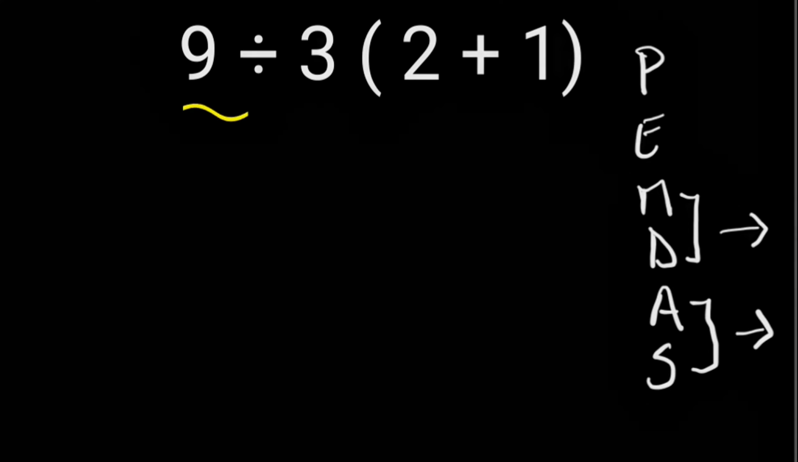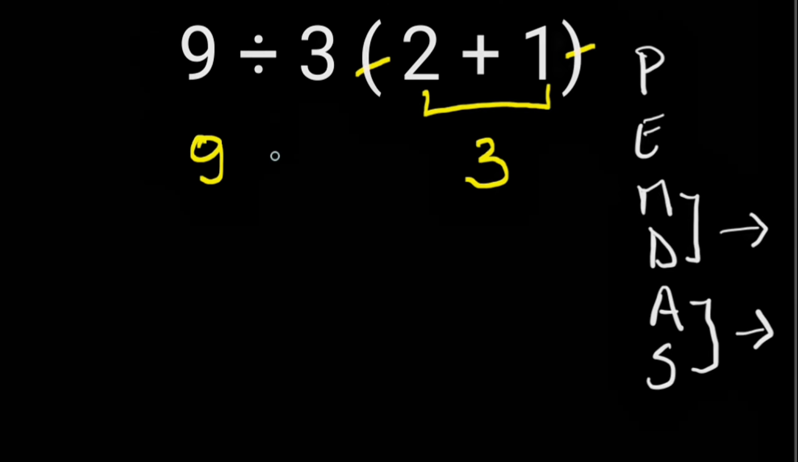So we'll come here. Do we have parentheses here? The answer is yes. These are the parentheses. So the first thing to be done here is to solve what is inside the parentheses. We have 2 plus 1. This is equal to 3. We're going to copy this part of the expression, that is 9 divided by 3. And remember that these parentheses can be replaced by a multiplication sign. So this is our new expression, 9 divided by 3 multiplied by 3.